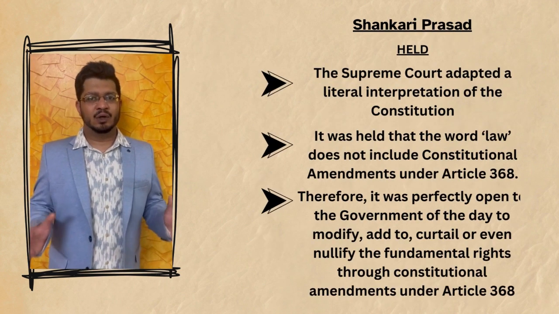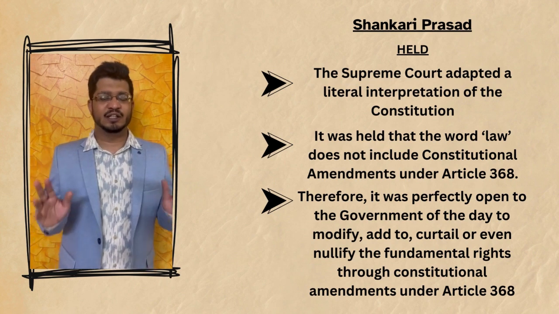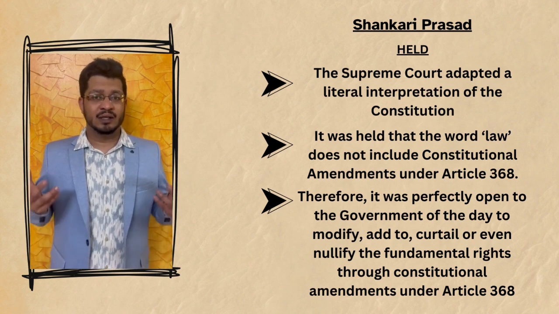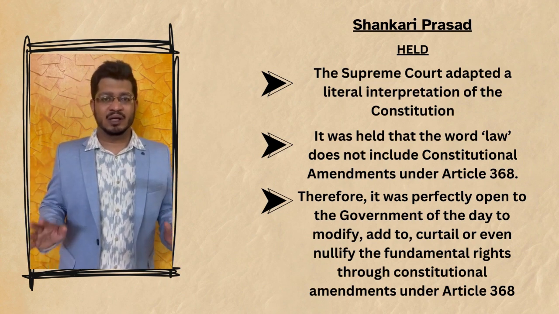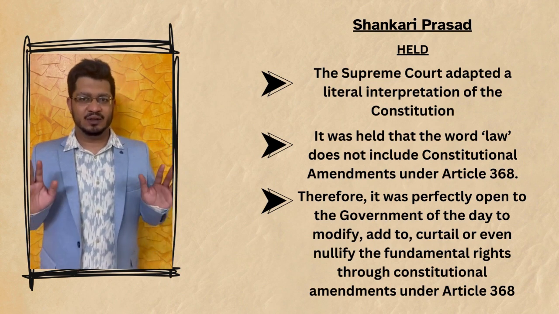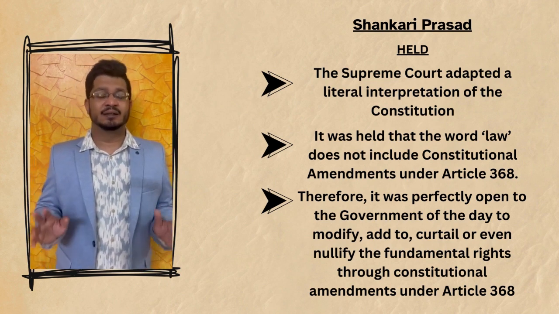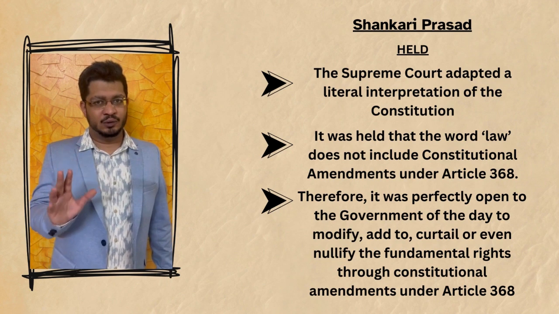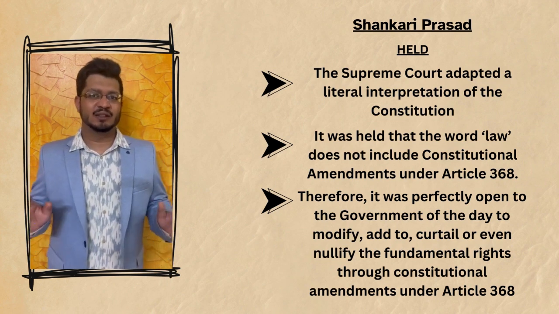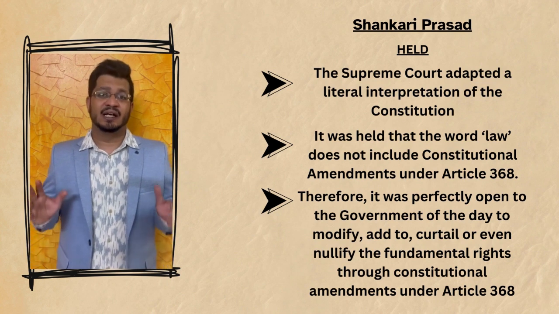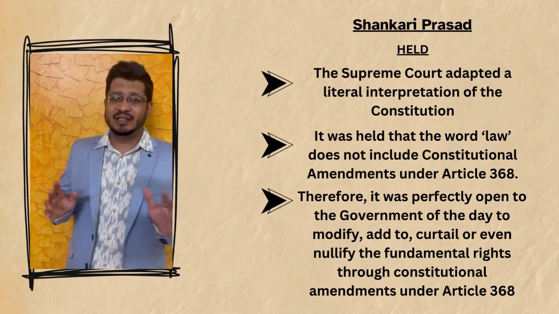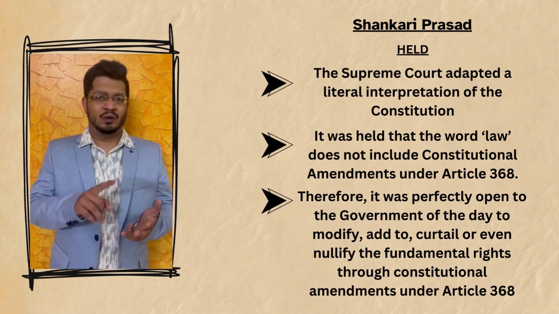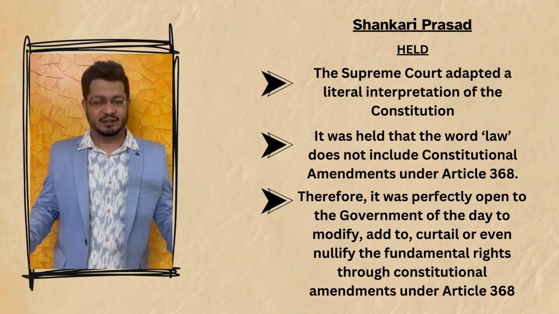Let us try and come to grips with the ratio of the Supreme Court in the case of Shankari Prasad. What was the decision of the court? What did the court decide? First of all, the Supreme Court applied literal interpretation of the Constitution to Article 368. Next, it was held that the word law under Article 13, subclause 2 does not include constitutional amendments made under Article 368. And quite surprisingly, it was also held that there was no limitation whatsoever on the power of the Parliament to curtail, to add to, or to totally nullify fundamental rights.